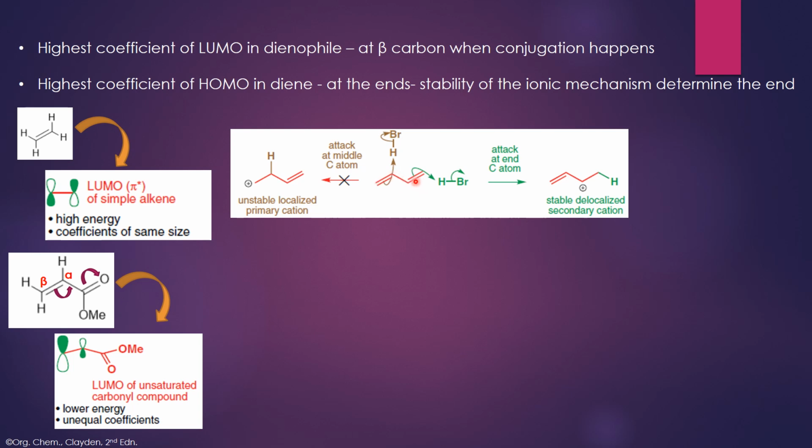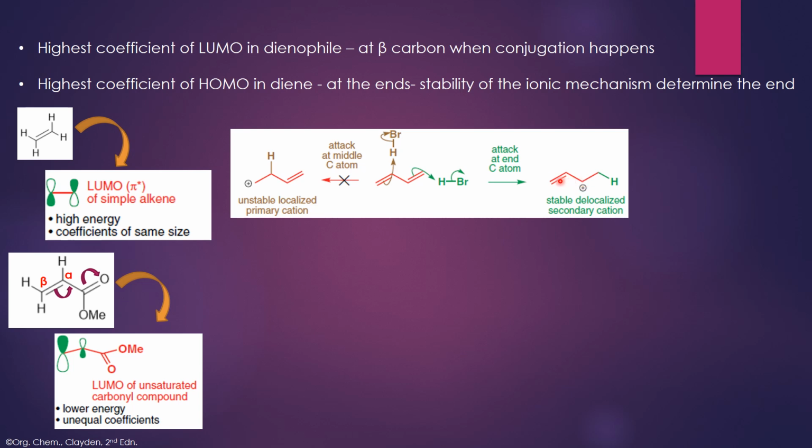That means this double bond shifts to here, and this becomes the carbanion, the reactive center, and this carbanion attacks the HBr. That means attack at the end carbon atom. We can see that when this double bond shifts to here and it attacks hydrogen, this carbon atom becomes positive. And now this is a more stabilized carbocation because this is a secondary carbocation.